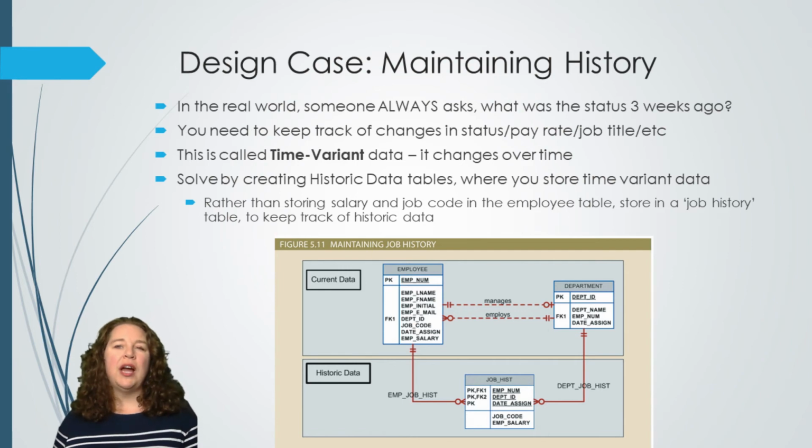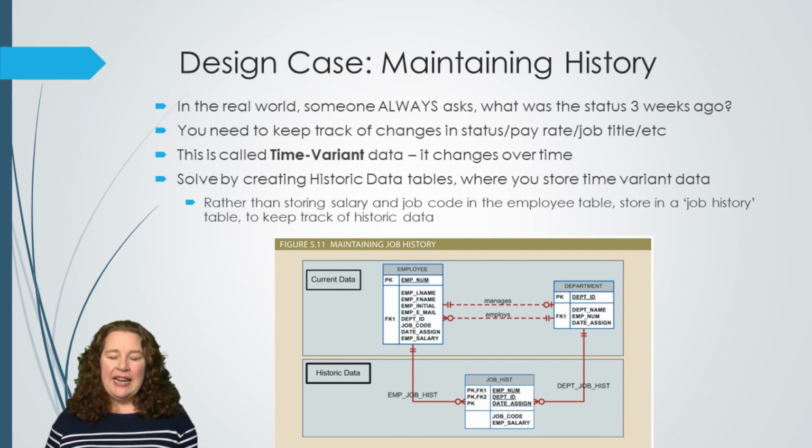Being able to keep track of changes in anything, job status, pay rate, job title, address, city, state, zip, phone number, you need to keep track of history. These are called time variant. They change based on time. So as time moves on, they vary. Time variant data happens all the time. So you'll feel it when you're building your database. This piece of information is time variant.